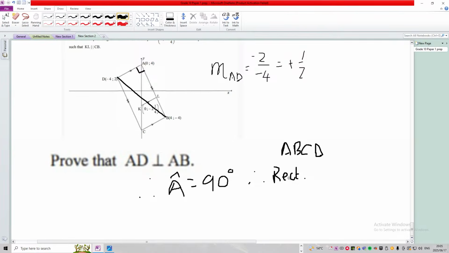Okay. We can also say that AB is parallel to DC. Okay.